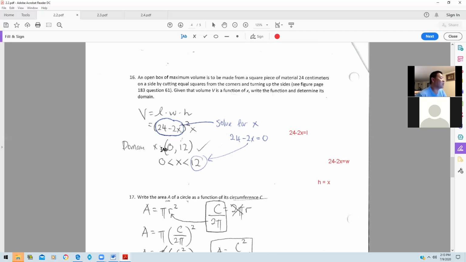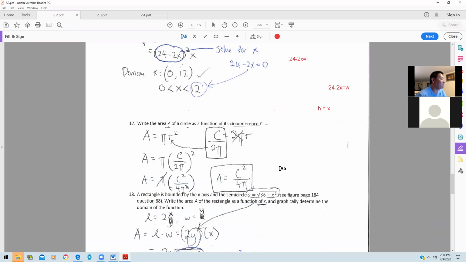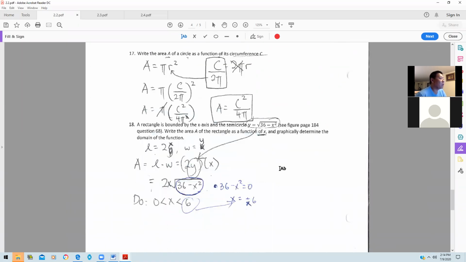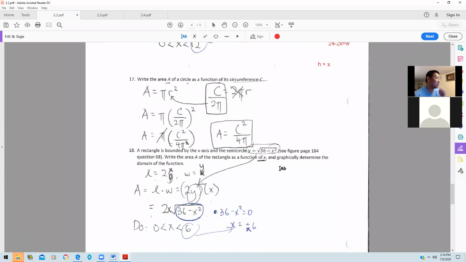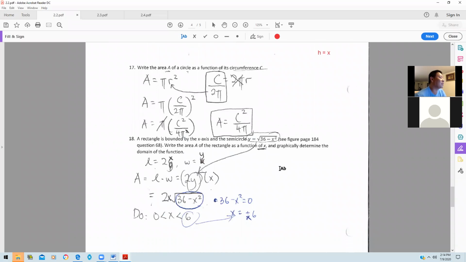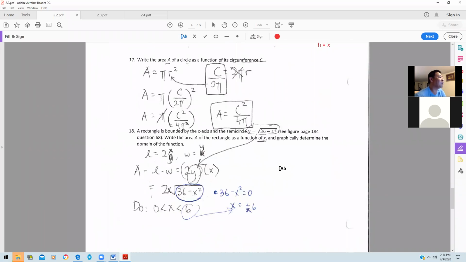And then the question is asking what is the domain for this. And how do you find the domain is you take this 24 minus 2x and you solve for x. You make that equal to 0 and you solve for x, and x in this case is 12. And your domain in this case is between 0 and 12 with parentheses in this case. Okay. So mostly when you have this part, the word problem part, this is something that you have to think about it. Mostly some students might have a little bit difficulties here.